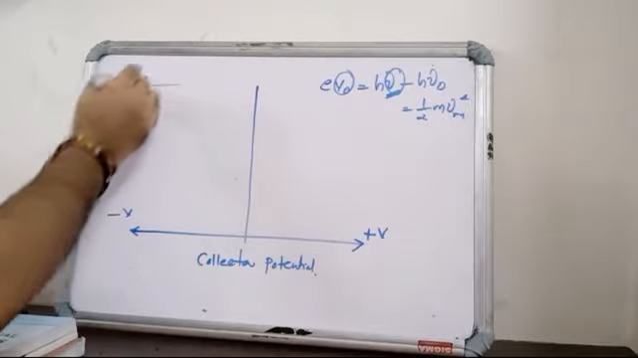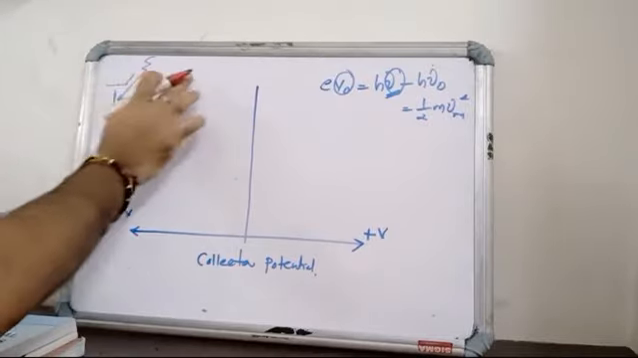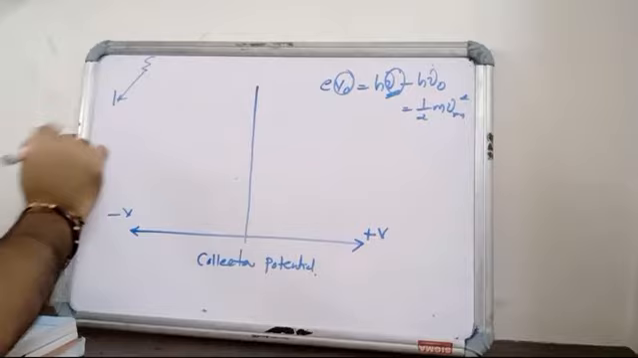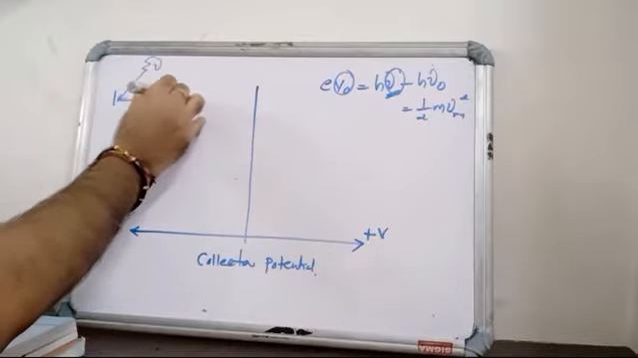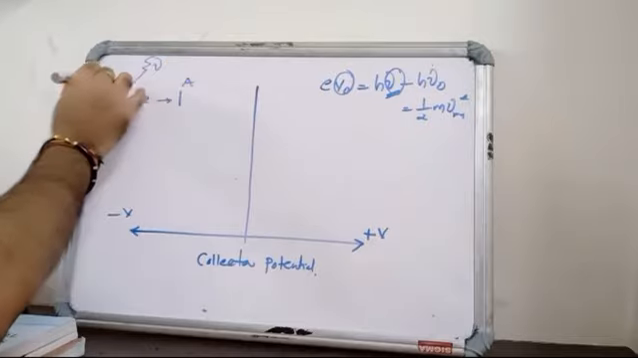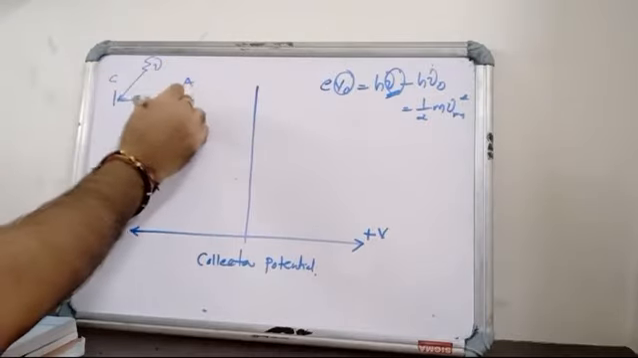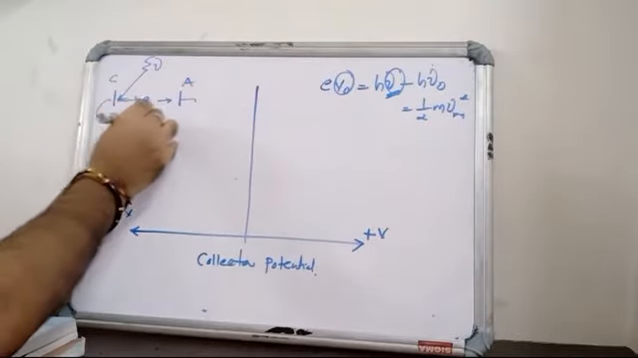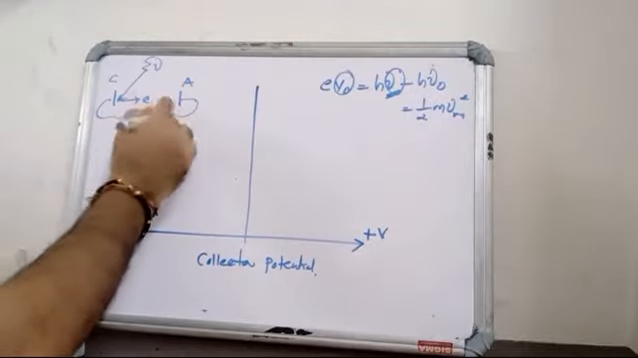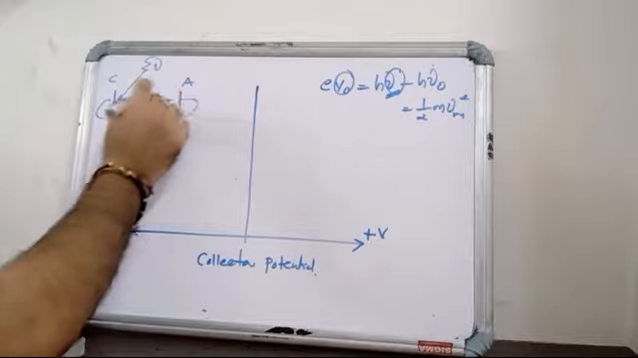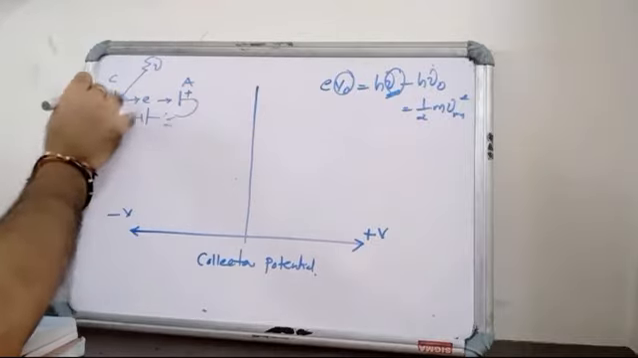This is the emitter. If we make light of sufficiently high frequency incident, photoelectrons are emitted. This is the collector plate, the anode, and this is the emitter plate, the cathode. If I keep the collector at a positive potential, the electrons will be attracted by this positive terminal.